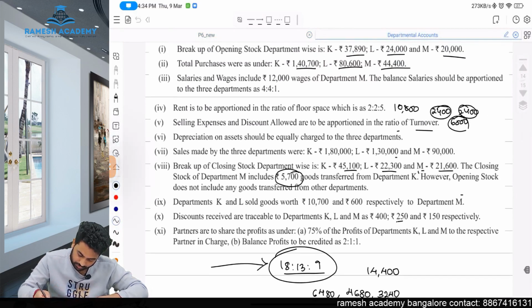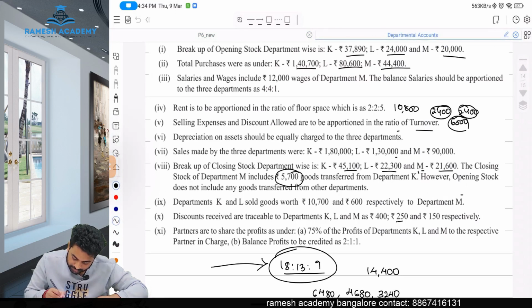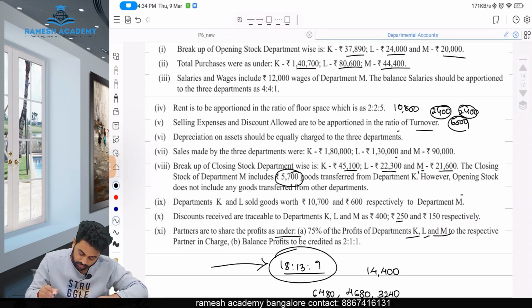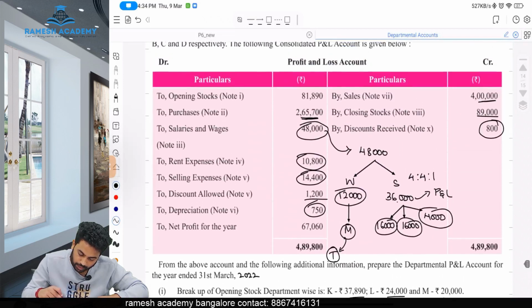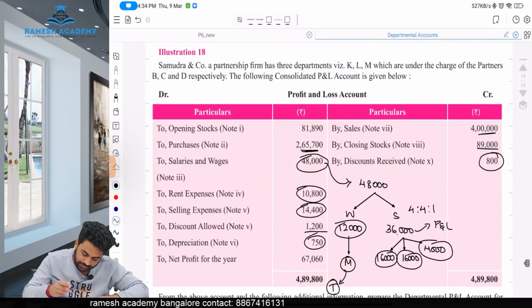Next, what are they asking? Listen here very carefully. Partners are to share the profits as under: 75% of the profit of departments K, L and M to the respective partners in charge. Who are the respective partners? Respective partners are B, C, D.